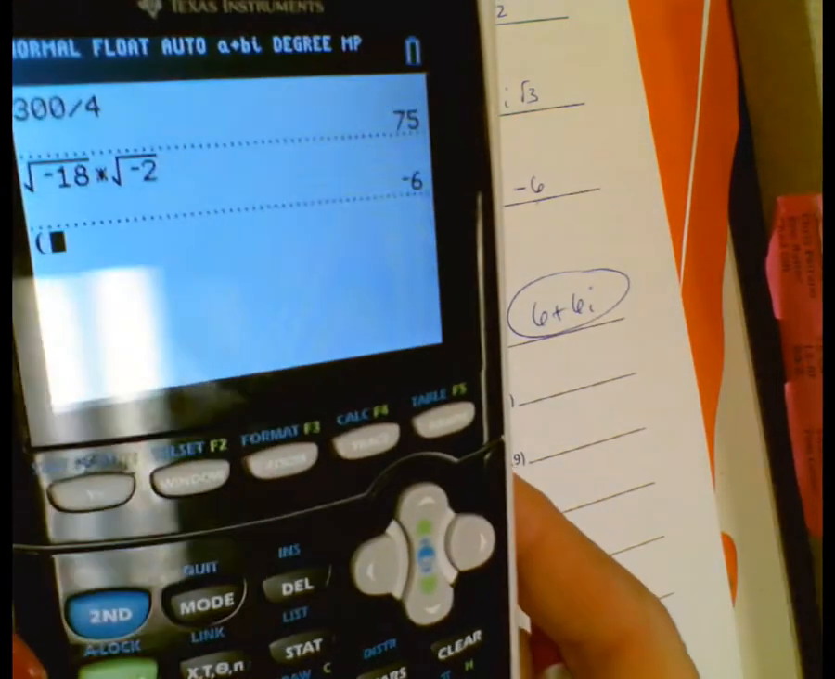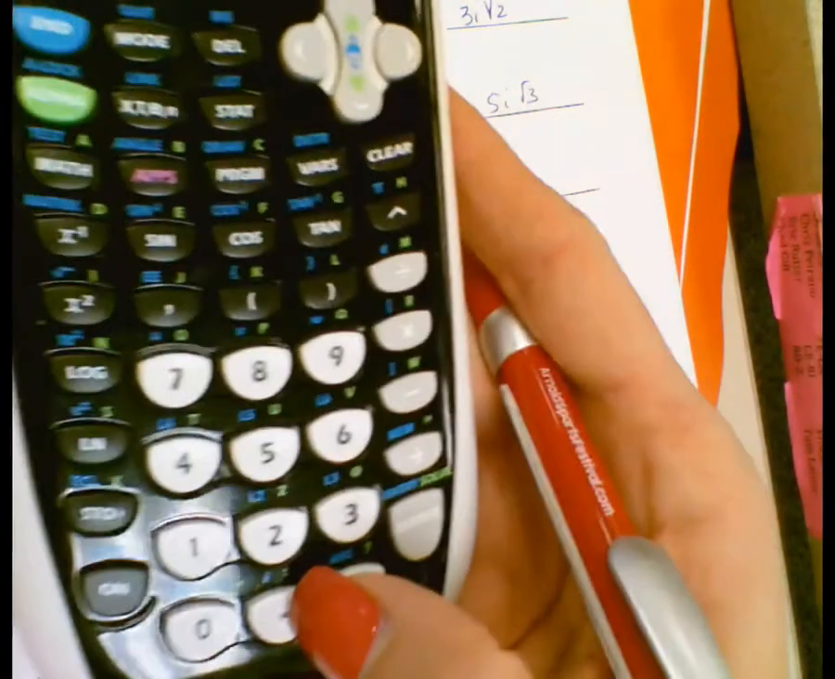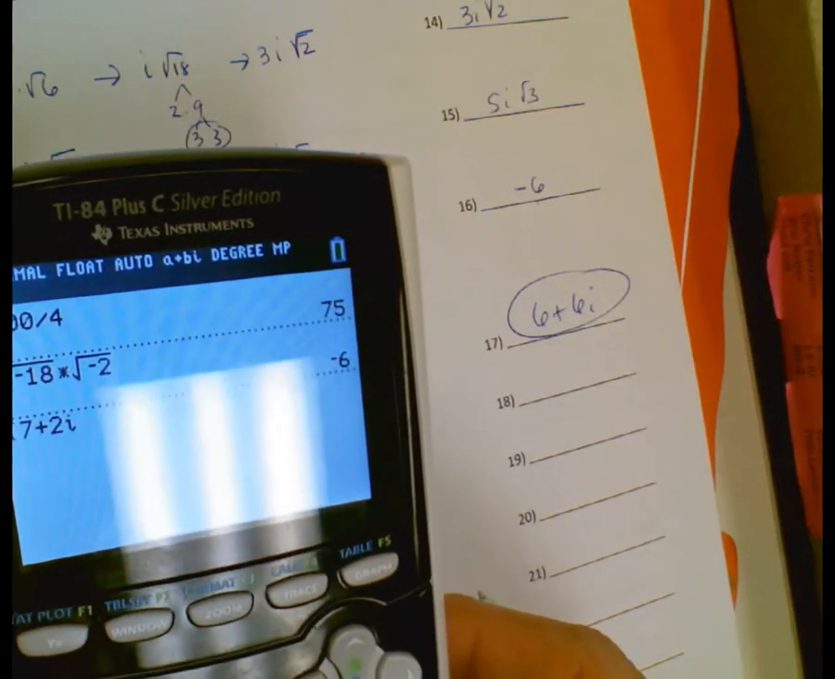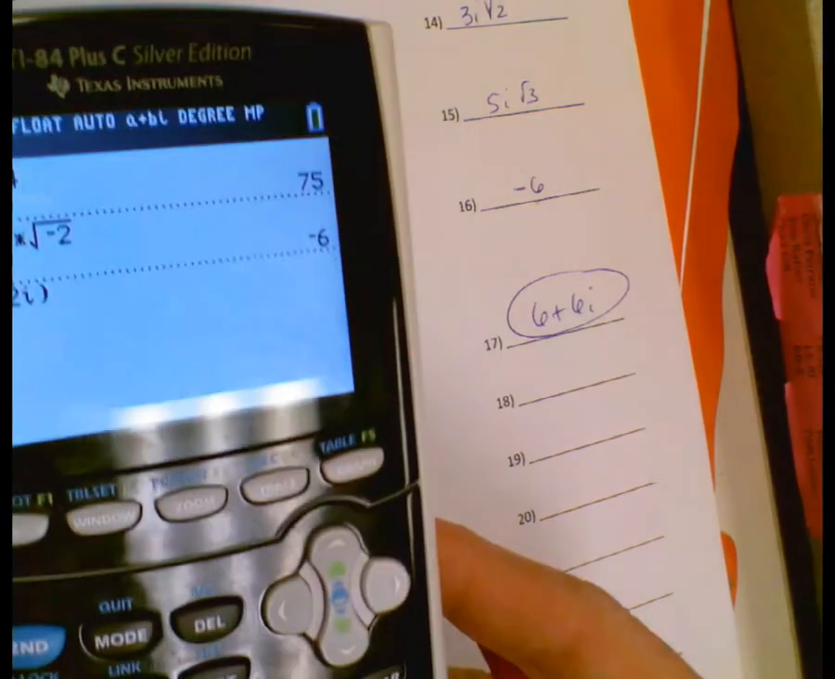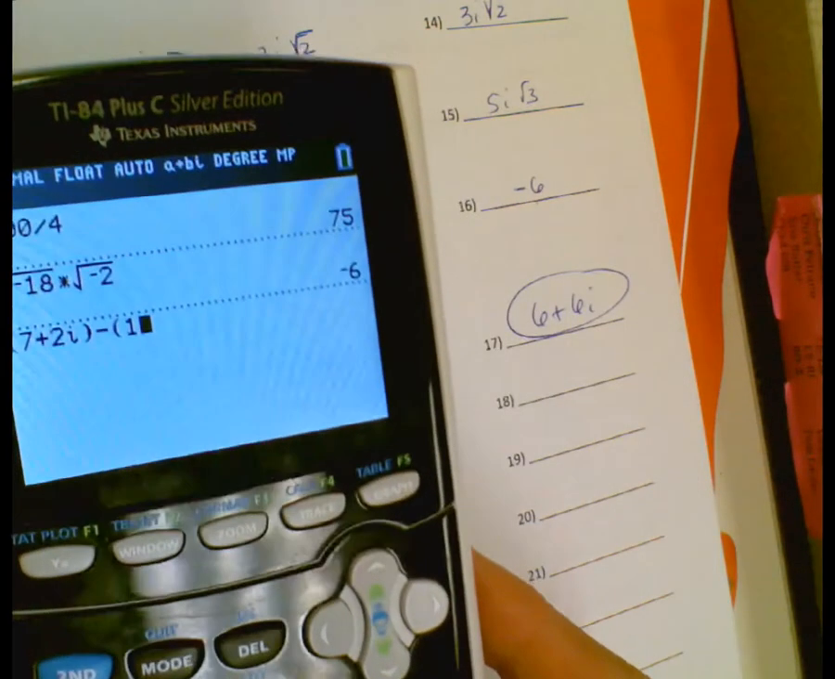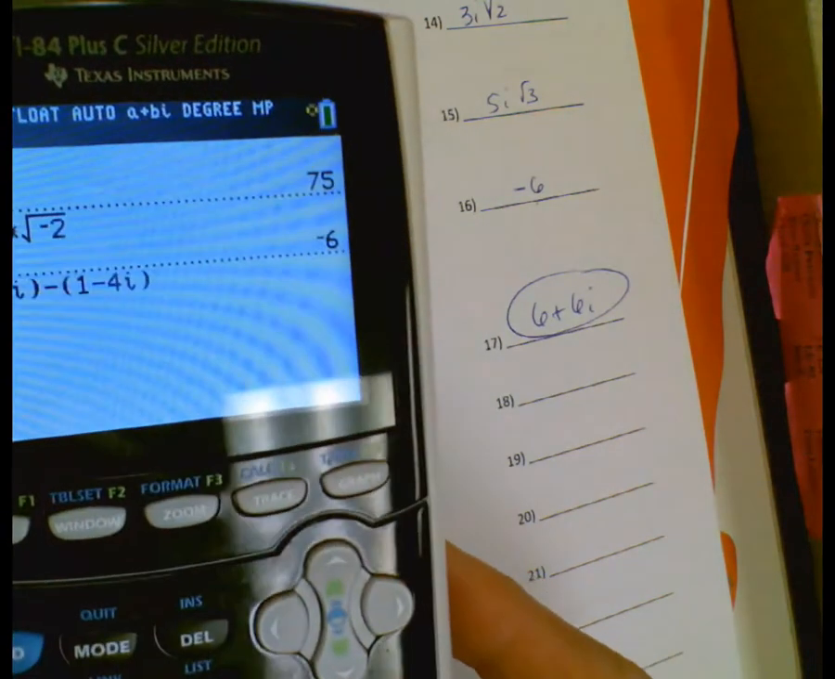On the calculator, you would do parentheses, 7 plus 2i. Now remember, the i is, you press second and then decimal. So there's a 7 plus 2i. Parenthesis, minus, parenthesis, 1 minus 4i. 6 plus 6i. Answer.